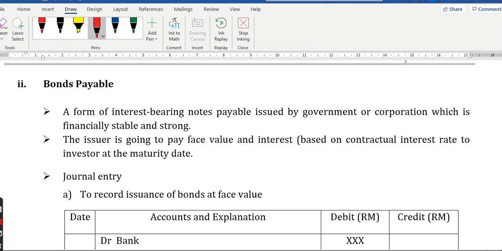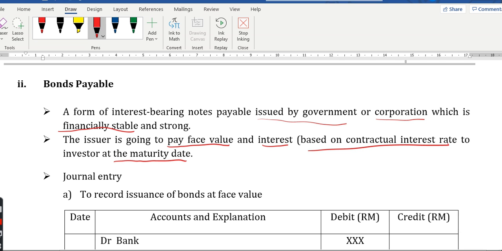Okay, so now we're going to go to the final part of the chapter. The last of the non-current liabilities, that is bond payable. Bond payable is a form of interest-bearing notes payable. Normally it is issued by the government or any corporation that is financially stable. The issuer is going to pay the face value, or the principal, and also the interest based on the contract given, before the maturity date or on the maturity date.